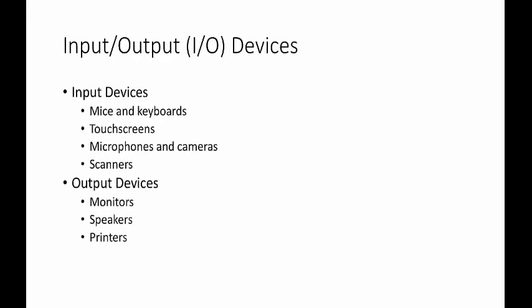Your input and output devices. So, examples of your input devices are your mice, your keyboards, touchscreens, microphones and cameras, your scanners. So your output devices are something like your monitors, speakers, and printers.